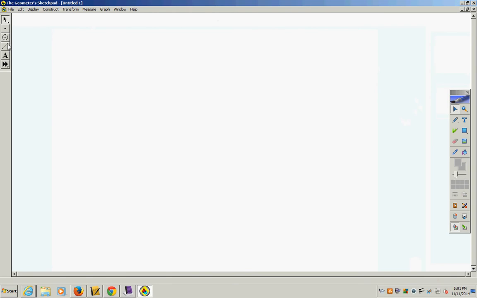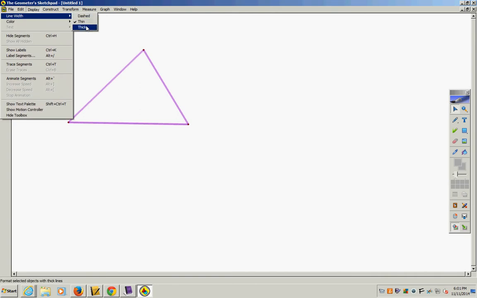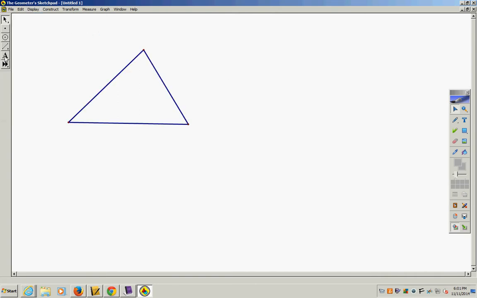Okay, so what I'm going to do is I'm going to make a triangle here, and I'm going to make those sides thicker so you can see them a little bit better. Okay, good. And I'm going to label these A, B, and C.